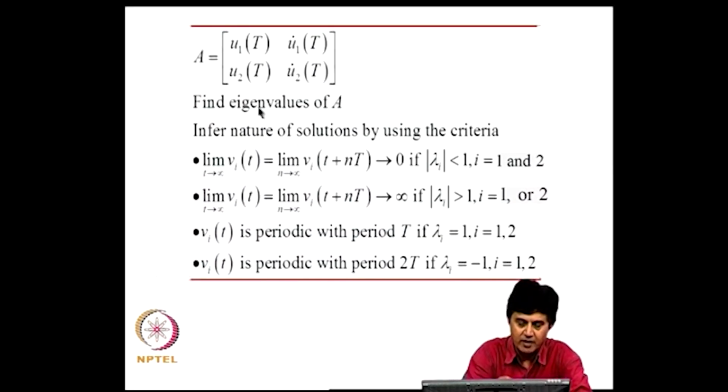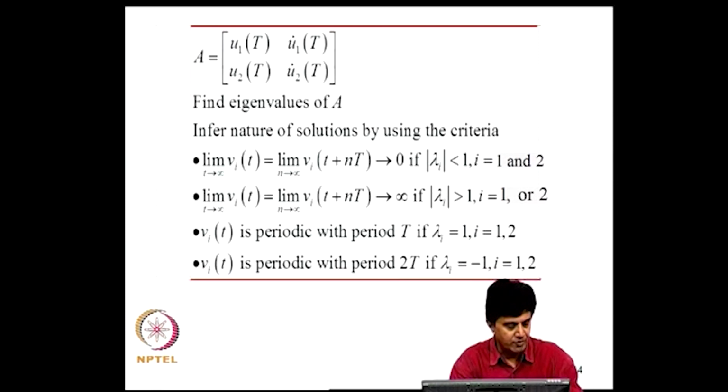So, we find the eigenvalues of A and infer the nature of solutions by using the following criteria. This we have discussed. If the modulus of lambda i is less than 1 for i equal to 1 to 2, then the solution will decay. If any one of the eigenvalues has modulus greater than 1, the solution will go to infinity. The solution is periodic with period T if both lambdas are equal to 1, and periodic with period 2T if both lambdas are minus 1. So, this completes the calculation of Floquet coefficients by simple integration.